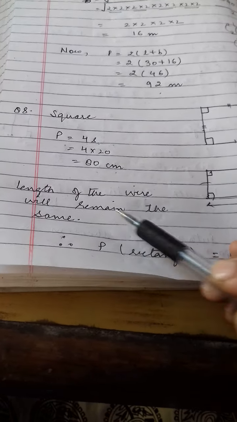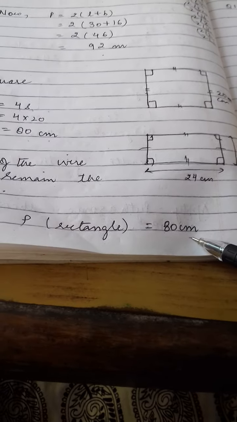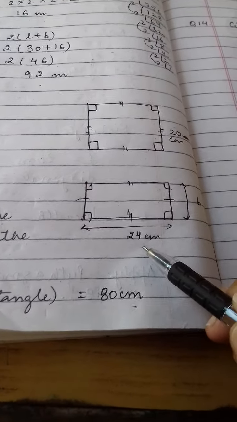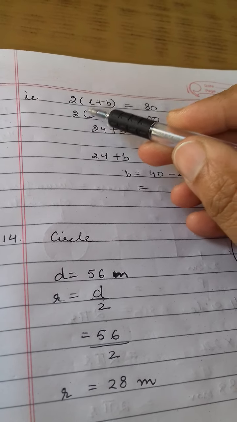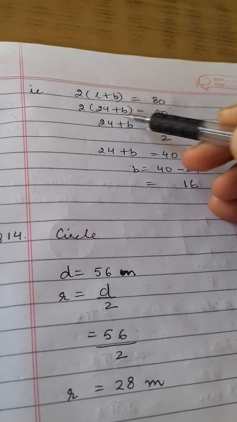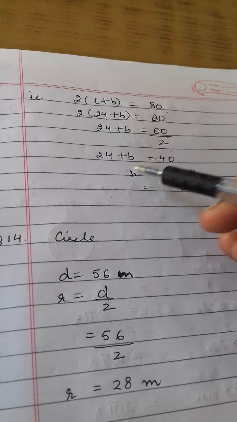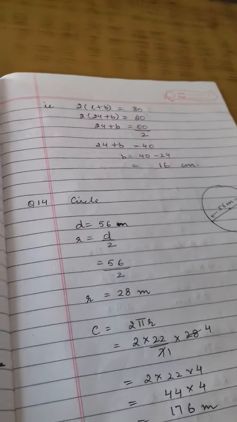Now the length of the wire will remain the same. Therefore, the perimeter of the rectangle is also 80 centimeter. Now you have got the perimeter of the rectangle and you already know the length. So you can easily find the breadth. The perimeter of the rectangle 2 times L plus B is equal to 80. Now you will keep the value of length. First take this 2 down, 2 times 24 is 48, then take this 24 that side. I hope this question is clear, guys.